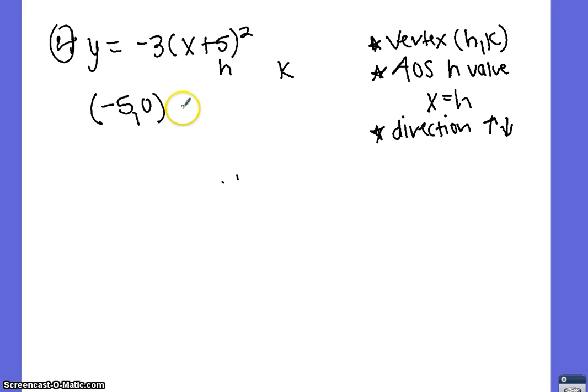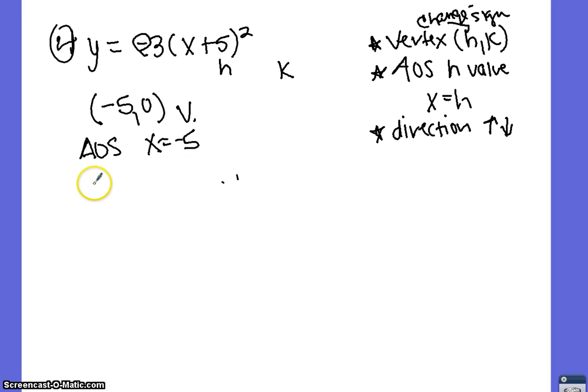Now, can somebody tell me why I have a negative 5 and not a positive 5? What did I have to do with my h term? That's right, I had to change the sign. So write that down if you forgot. I have to change the sign. So there's my vertex for problem number 4. My axis of symmetry is x equals negative 5. And since I have a negative outside of my parentheses, I know that this graph is going to open down.